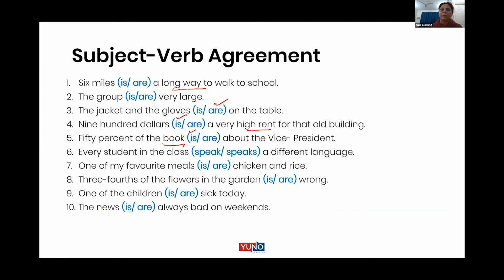Now I take just one book. So in that one book, I'm referring to the content. So I cannot say 50% of the book are. It has to be 50% of the book is. That means this book is about this person. The book is about somebody. Are you getting it, Sharna? Okay.